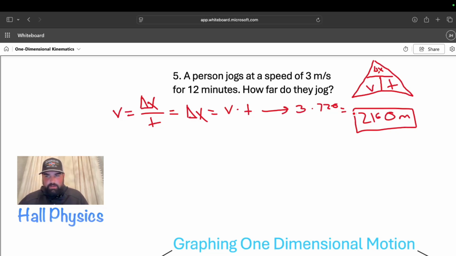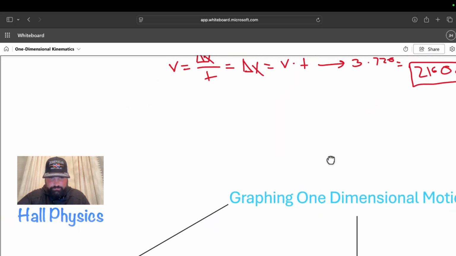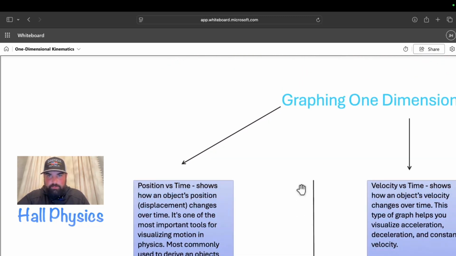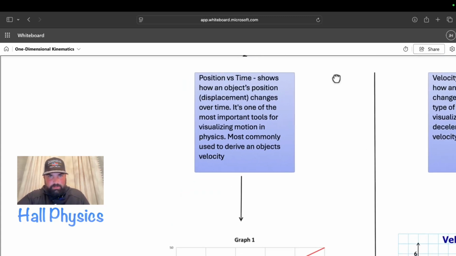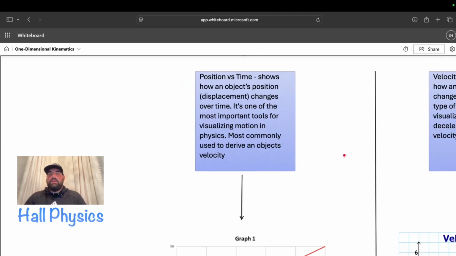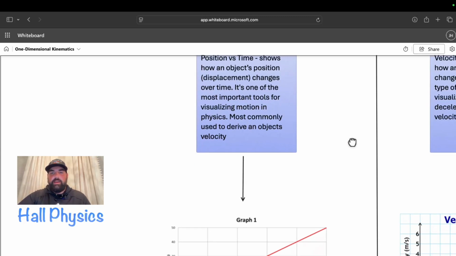I'm going to scroll down and we're going to talk about how to graph all of these. Okay, so the first graph I want to talk about is a position versus time graph. Okay, position versus time is going to show you how an object's position, its displacement, changes over time. Okay, this is going to help you visualize how an object moves, and we usually derive an object's velocity from these types of graphs. Okay, so let's look at a graph down here.